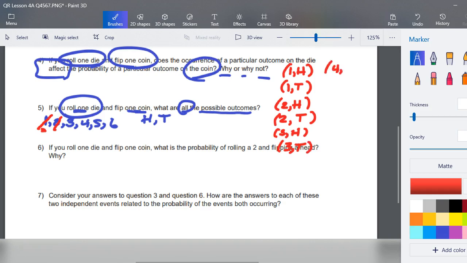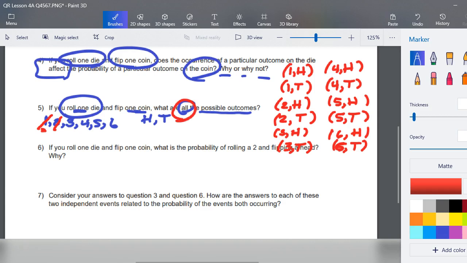until I go all the way through the possibilities on the die and the coin. So the question is saying, what are all the possible outcomes? I have a total of 1, 2, 3, 4, 5, 6, 7, 8, 9, 10, 11, 12 possible outcomes, and they are, as you see, right up here.